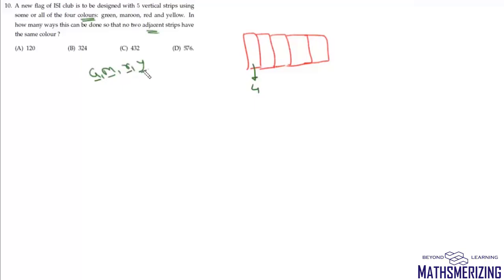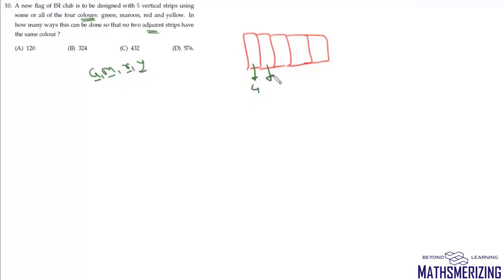Now question number 10 is, a new flag of ISI club is to be designed with 5 vertical strips. So we have 5 vertical strips and we have 4 colors, which are green, maroon, red and yellow. In how many ways we can design this flag so that no 2 adjacent strips have same color? So for this first strip, we have 4 choices. So we can put any one of green, maroon, red or yellow.